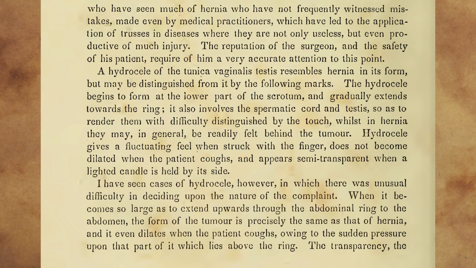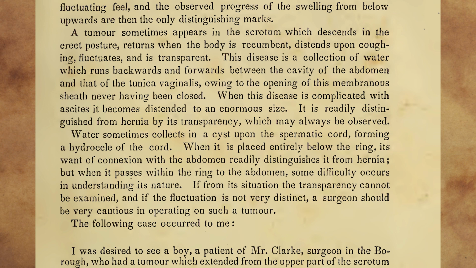The transparency, the fluctuating feel, and the observed progress of the swelling from below upwards are then the only distinguishing marks. A tumor sometimes appears in the scrotum, which descends in the erect posture, returns when the body is recumbent, distends upon coughing, fluctuates, and is transparent. This disease is a collection of water which runs backwards and forwards between the cavity of the abdomen and that of the tunica vaginalis, owing to the opening of this membranous sheath never having been closed.